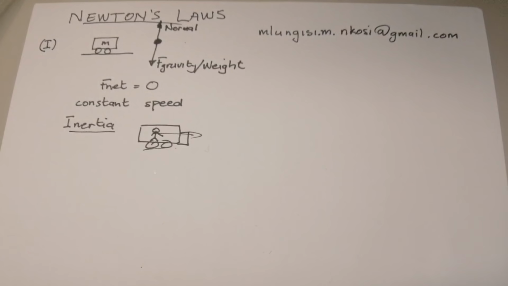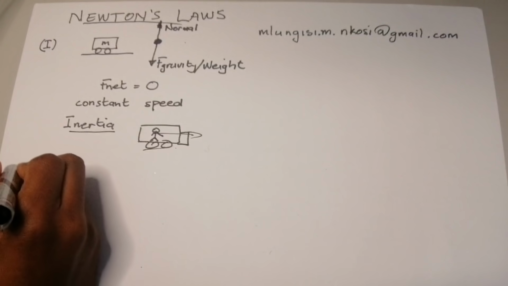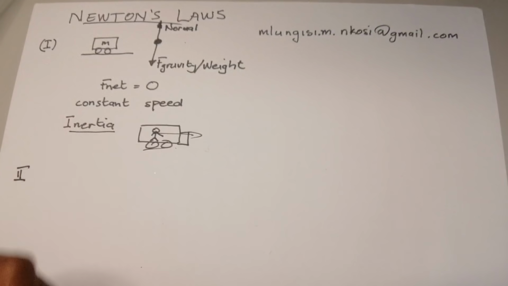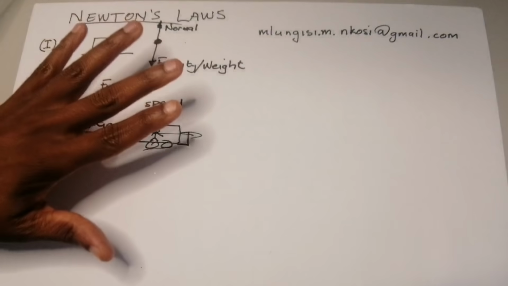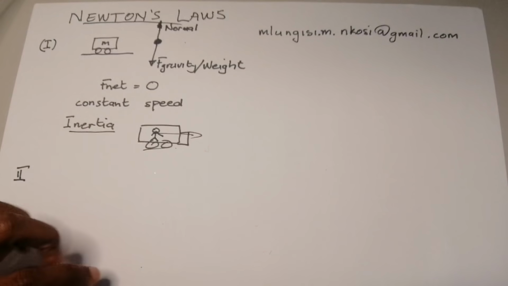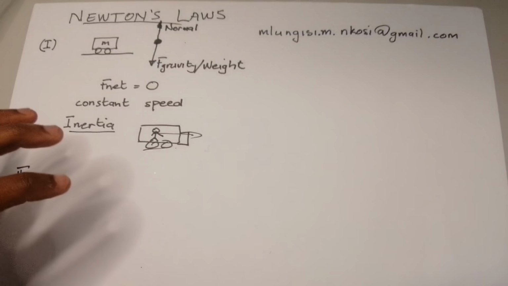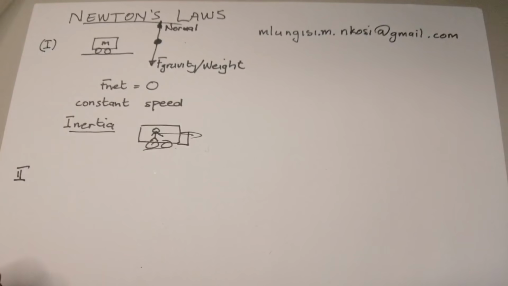Now, let's talk about the second law, and that's where we're going to be spending a lot of our time. Please remember, on the first law, we said we are talking about this law in the absence of a resultant force. We are talking about this law in the absence of a net force. In the absence of a net force, a body will remain at rest if it was at rest, or if it was in motion, it will retain its constant motion in a straight line.